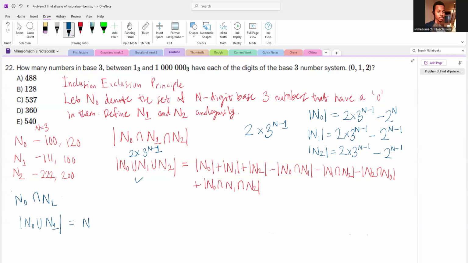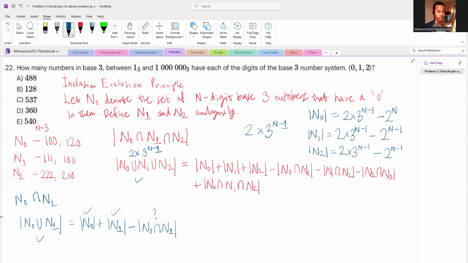is equal to the size of n0 plus the size of n1, minus n0 intersect n1. We already have this, we have this, and this is what we want to find. So I believe it's easier to find the union. What does the union look like?